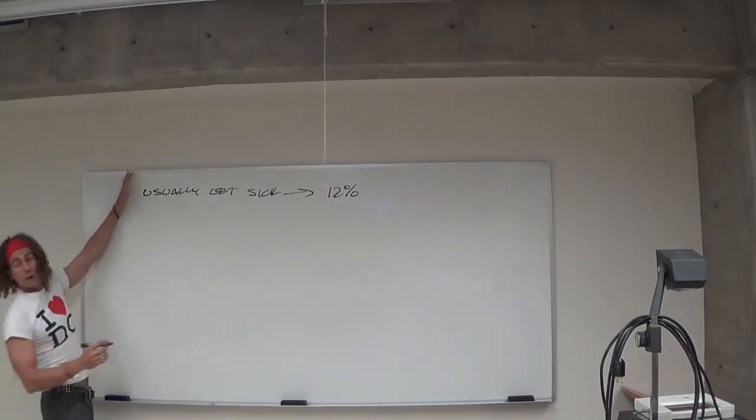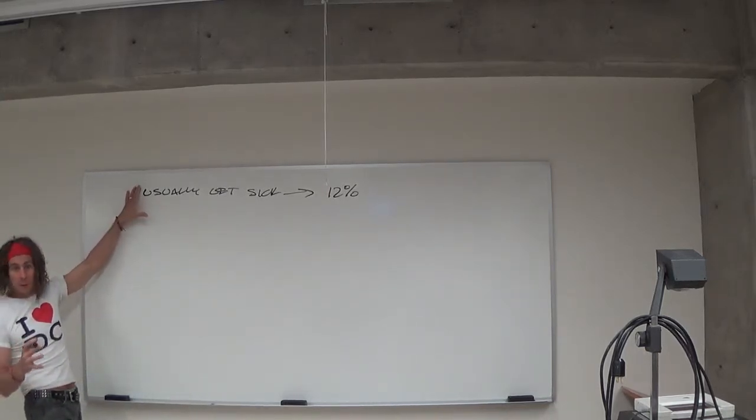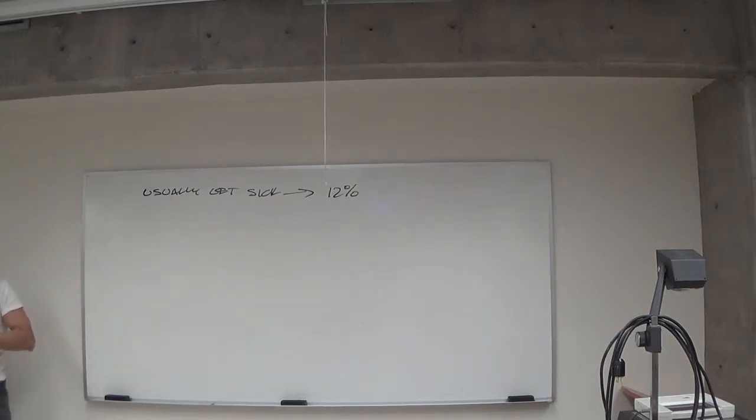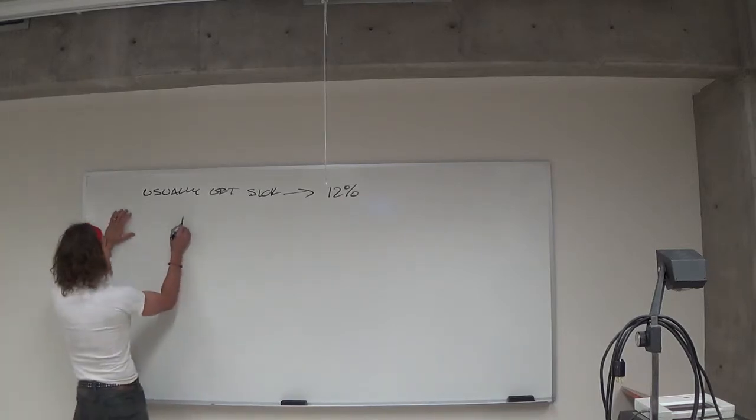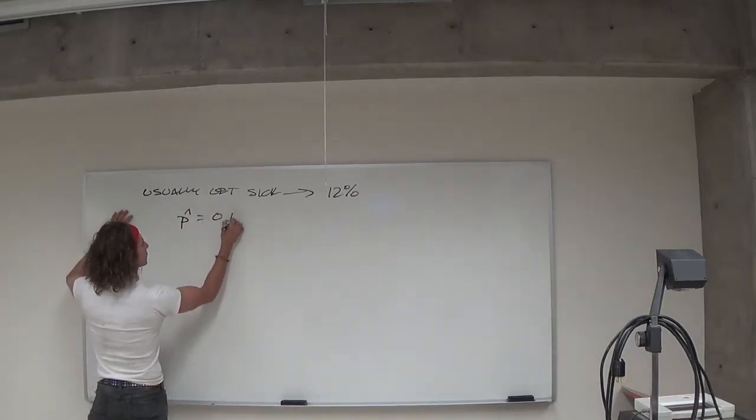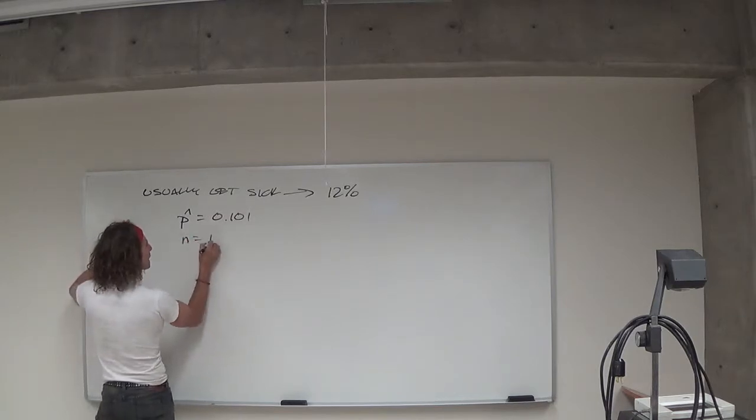So we run a study. We create what we think is a flu vaccine, and we want to market this thing. But we've got to see if it works first. So we do a sample of 1,000 people. 101 get sick. So we end up with a p-hat value of 10.1% with a sample size of 1,000.